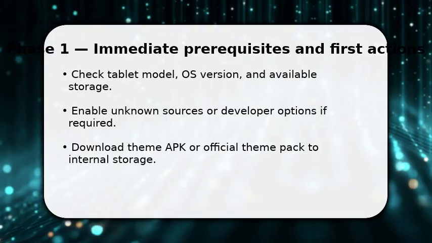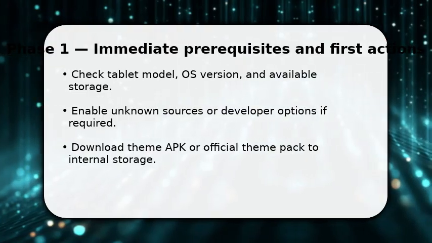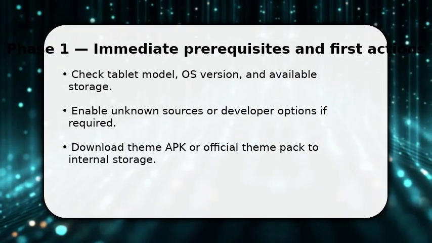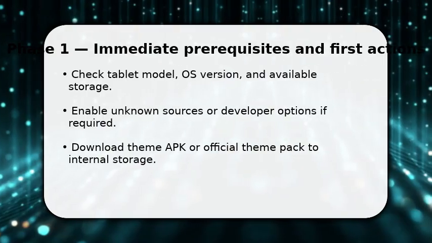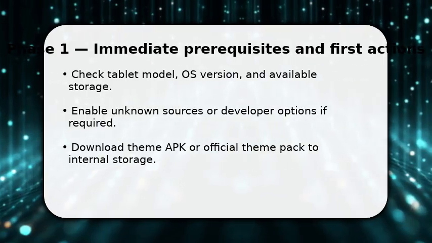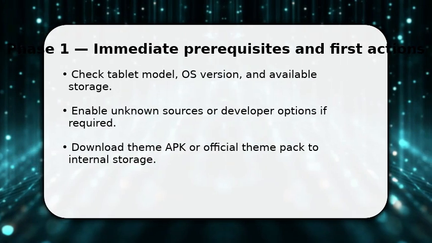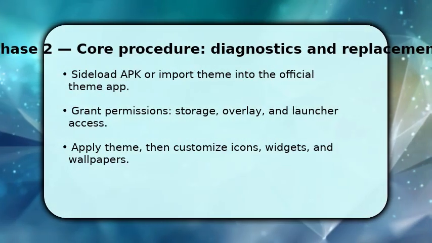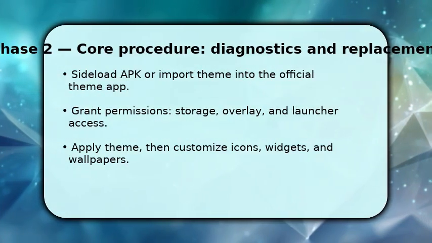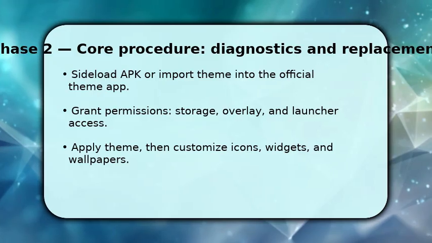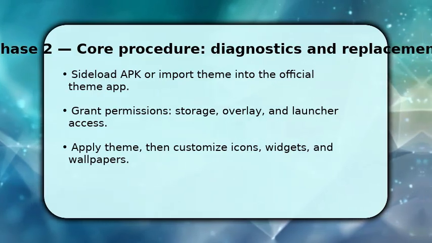Download the theme APK or official theme pack to internal storage and keep a copy of your current launcher or wallpaper. Now, proceed to install or prepare the theme file for application. You install the theme by tapping the APK or importing the pack into the tablet's theme manager. Follow on-screen prompts to complete installation.